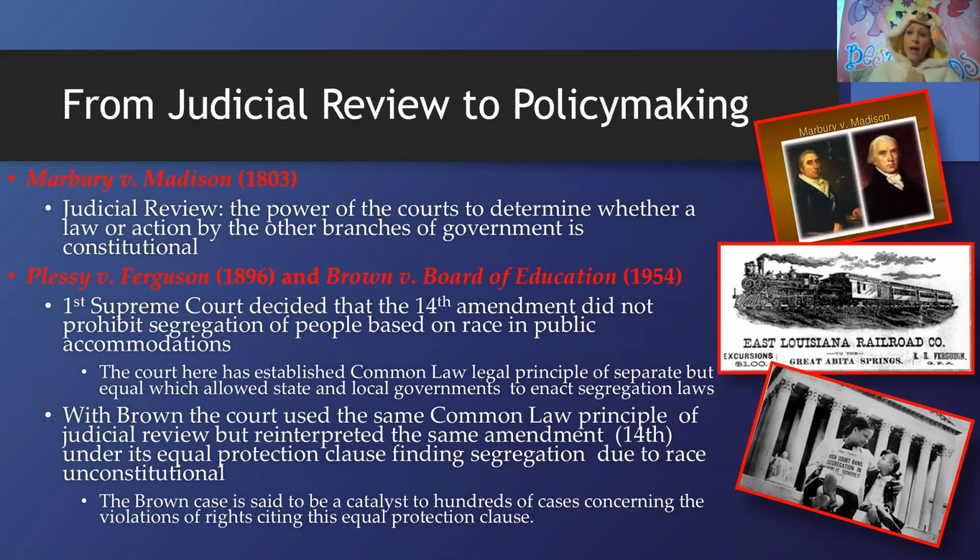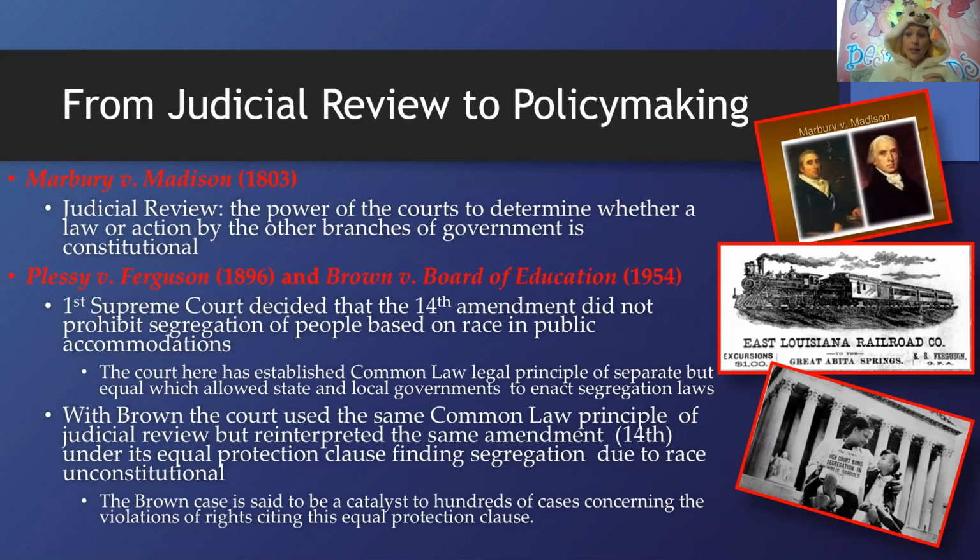So again, the court looks back. They are going to do judicial review, and they're going to say, well, wait a second. The 14th Amendment, let's look at that again. Under its Equal Protection Clause, the 14th Amendment basically says that we have equal protection under the law, meaning every citizen, if you're an American citizen, has the same rights as the next guy. Race does not come into play. They find that segregation due to race is completely unconstitutional.